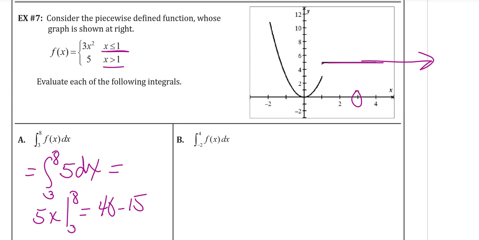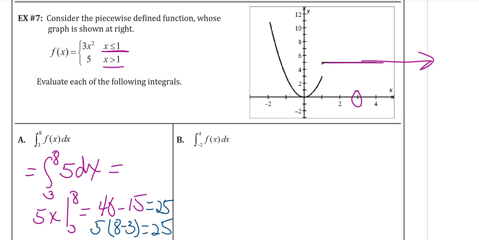You can also write it this way. You can pull the 5 out and then just do 8 minus 3, and in both ways you get 25. So it doesn't matter which way you do it, because I haven't done one like that yet, so I figured I'd show you that one.